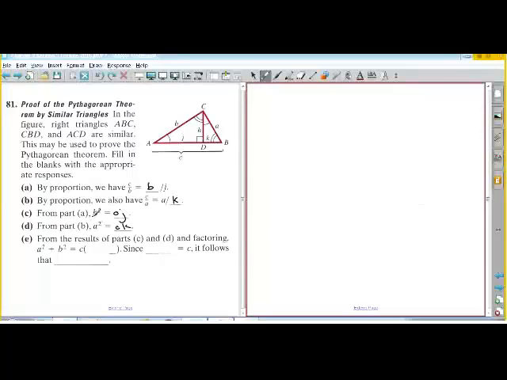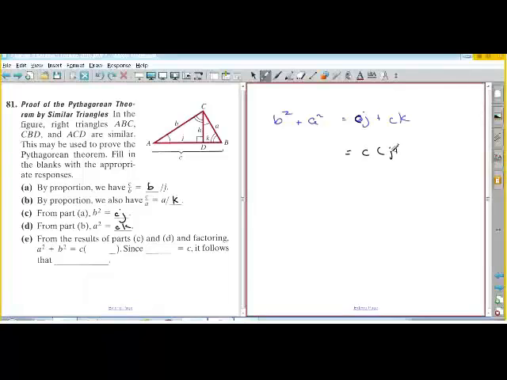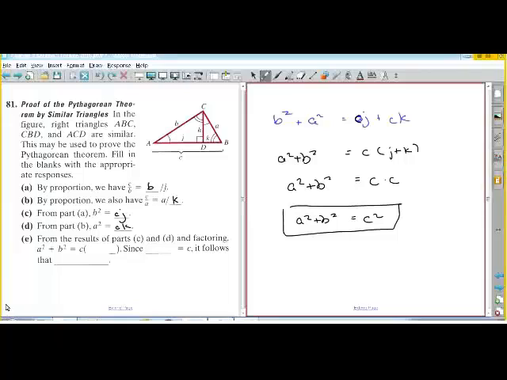So let's see, I might even finish it today. We're going to say B squared is equal to C times J, and then we add A squared, which is equal to C times K. I wrote it incorrectly, that must be C. If you factor out C, you'll get C times J plus K. So A squared plus B squared is equal to C times J plus K, and this side plus that side is C. So you get C times C, and therefore A squared plus B squared equals C squared, which is the Pythagorean theorem.